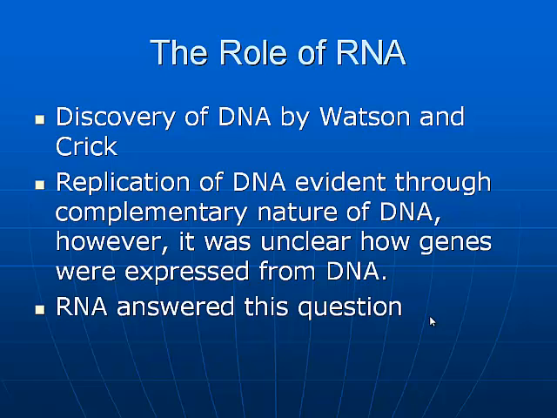However, it was unclear how these genes were expressed from the DNA. In other words, we could see that DNA held the material of genes and genetic material, but we didn't know how this was expressed, how it was translated to functional proteins, and basically RNA answered this question. Its discovery led to the discovery of the central dogma of molecular genetics, the flow of information through the cell. So let's see how that works.